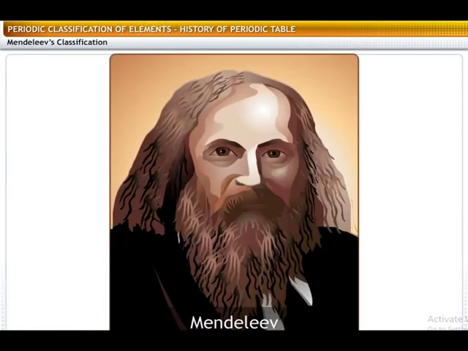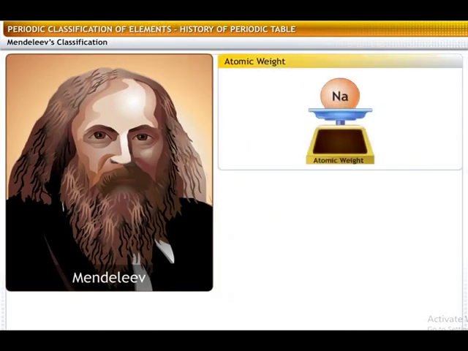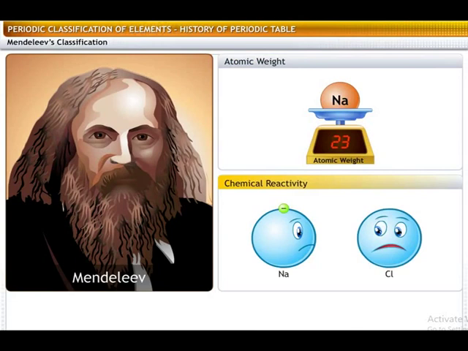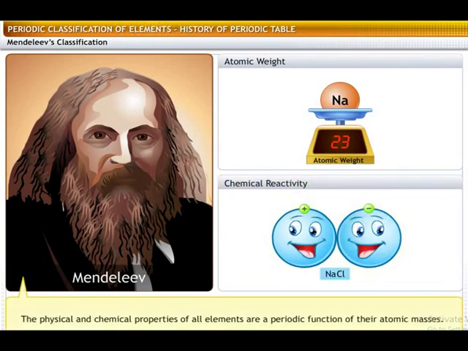Mendeleev based his work on the research by Newland and took it further. He felt that effective grouping of elements and prediction of properties could be based on two parameters: atomic weight and chemical reactivity. Mendeleev's periodic law states that the physical and chemical properties of all elements are a periodic function of their atomic masses.